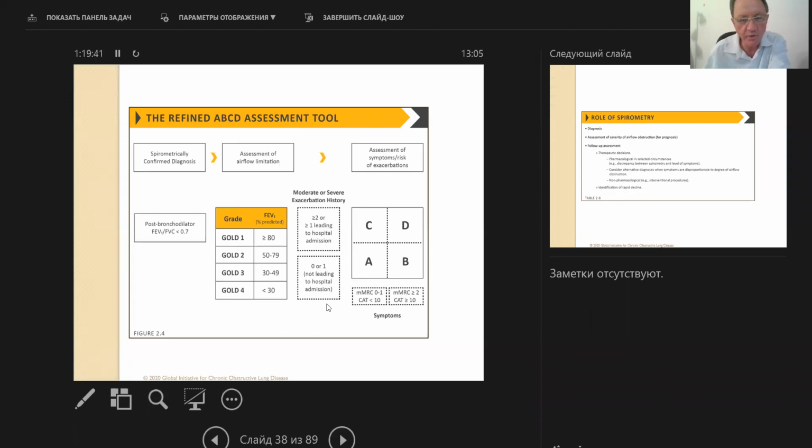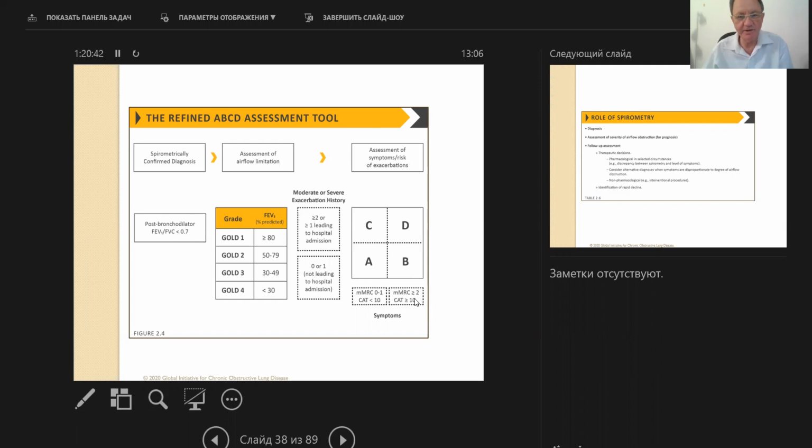Patients who have one exacerbation leading to hospital admission or two home exacerbations are patients with frequent exacerbations. And patients with 0 to 1 have rare exacerbations. Patients with frequent exacerbations are category C or D, and patients with rare exacerbations are clinical groups A and B. How can we separate A from B and C from D? It's according to the mMRC scale. For example, for patients in groups A and C, mMRC is 0 to 1, CAT less than 10. For patients in groups D and B, mMRC is more than or equal to 2, CAT more than or equal to 10.